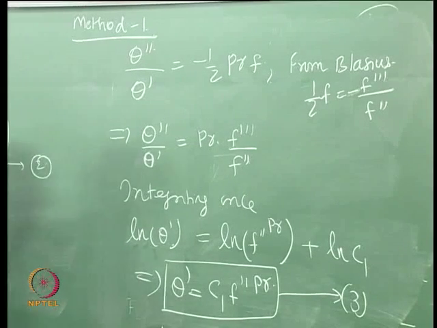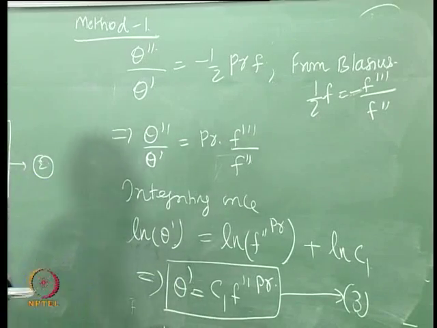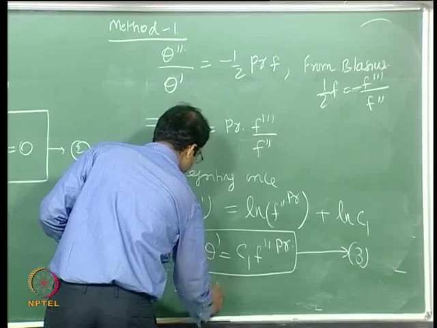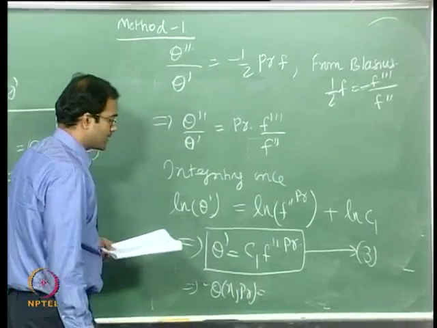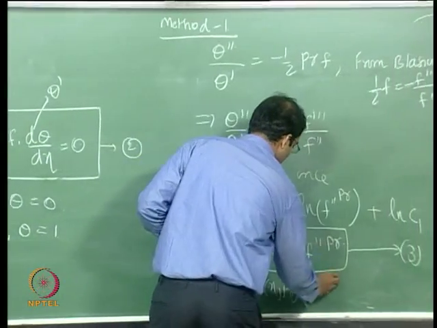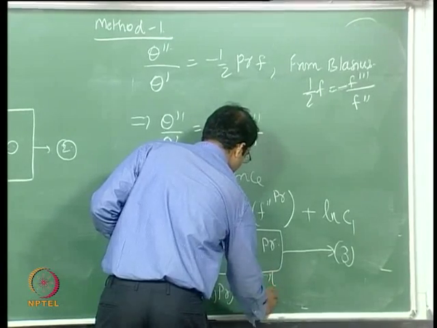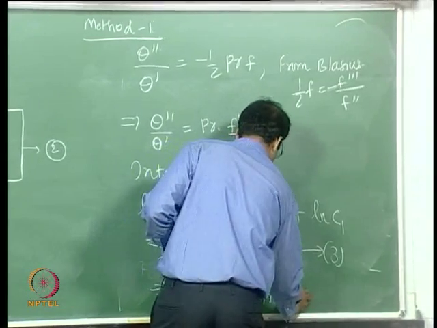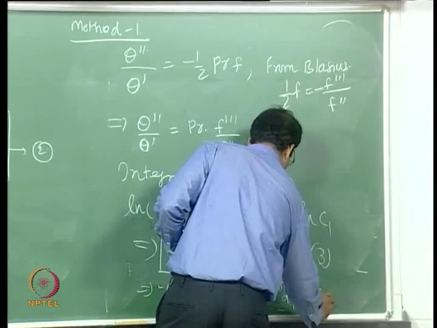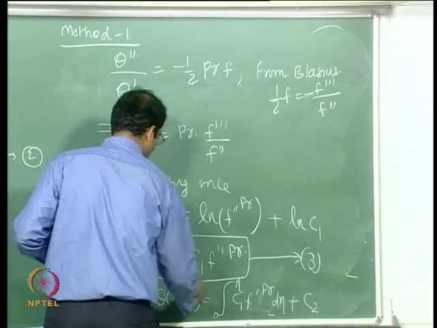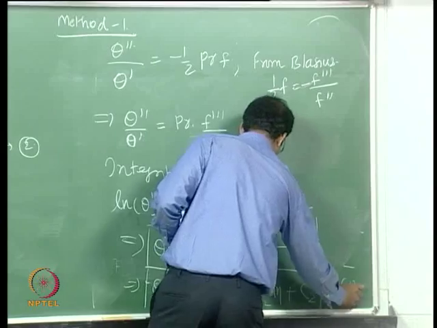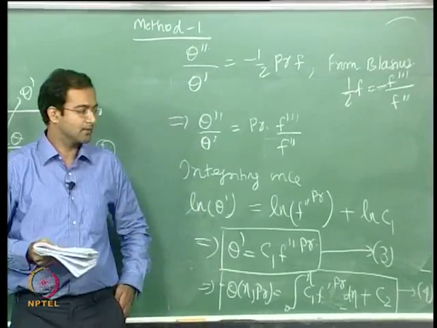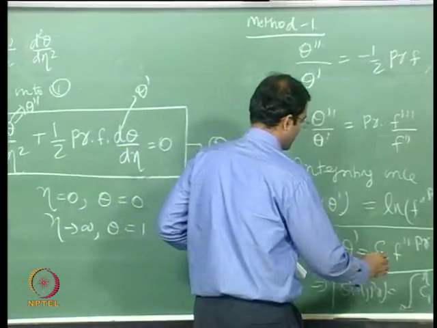Okay, so if I integrate once I get this solution where this constant is not known. If I will integrate it again, in fact I can do that here. If I integrate it once more I will get theta as a function of eta and Pr. What should be on the right hand side? So I integrate it from 0 to some value of eta c1 f double prime power Pr d eta plus some c2. Okay, so this is my final solution for theta. So I integrate once, I integrate it twice. All right, so this is f double prime here, if you don't see it.